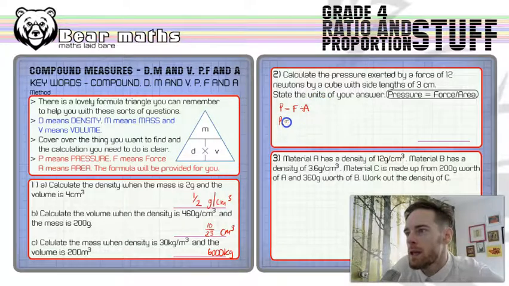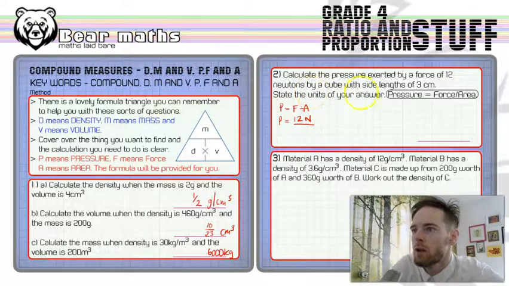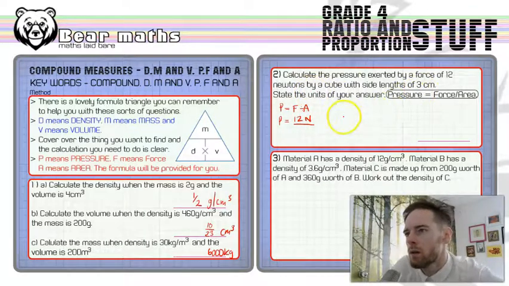Okay, P equals 12 newtons, so that's going to be 12 and then N, big capital N for newtons, by a cube with side lengths of 3. Now a cube looks like this. There you go, there's a quick sketch of a cube. Right, and if that's 3 centimeters, then so's that and so's that.